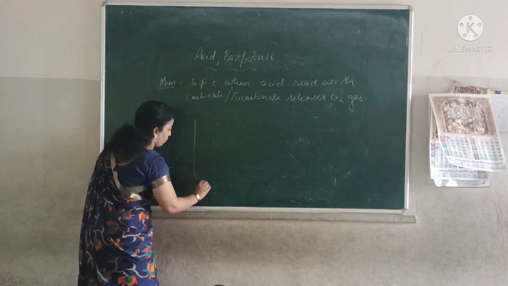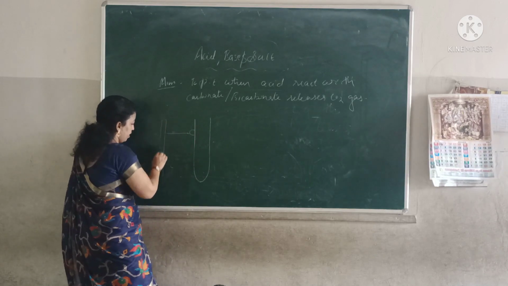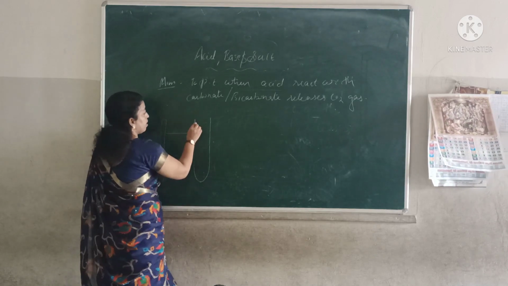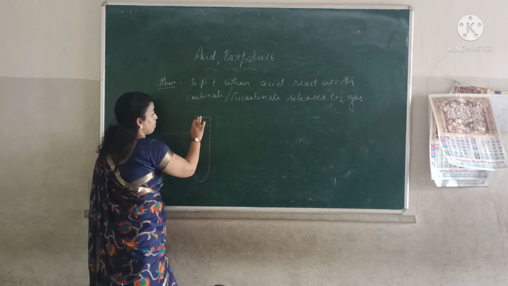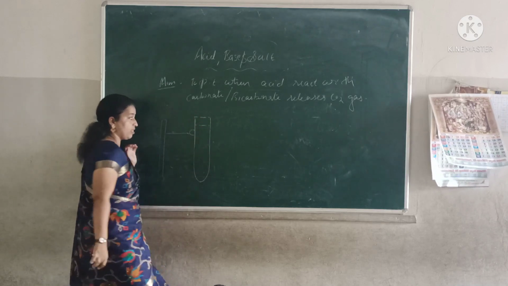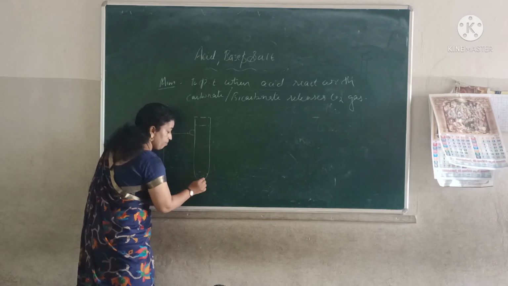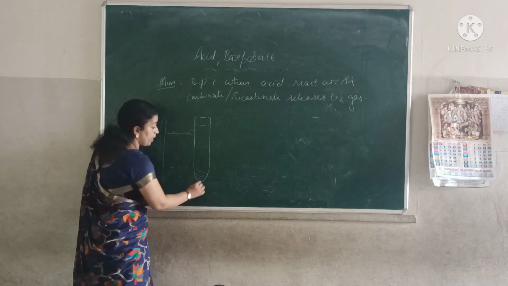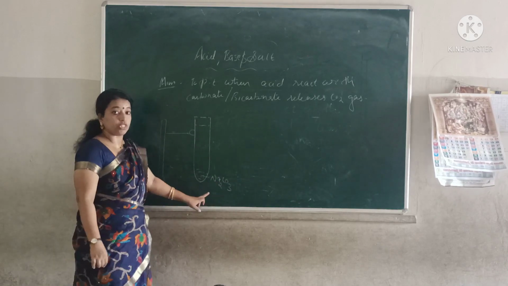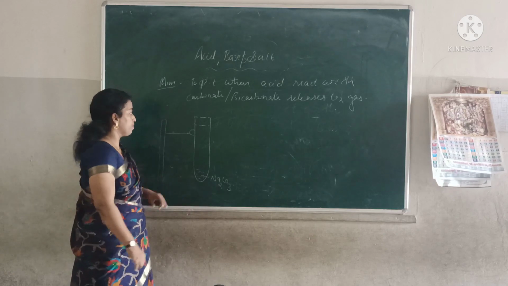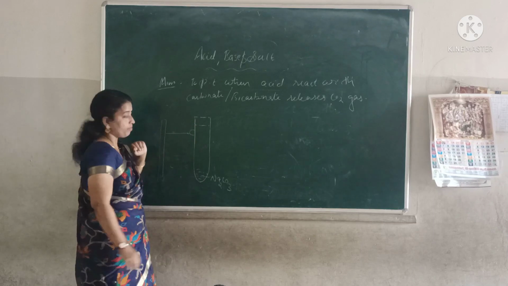First you have to take one test tube. And close it with a rubber cork. Before closing the rubber cork, you have to pour some solution. Which solution? Sodium carbonate solution. Now we are closing the test tube with the two-hole rubber cork.